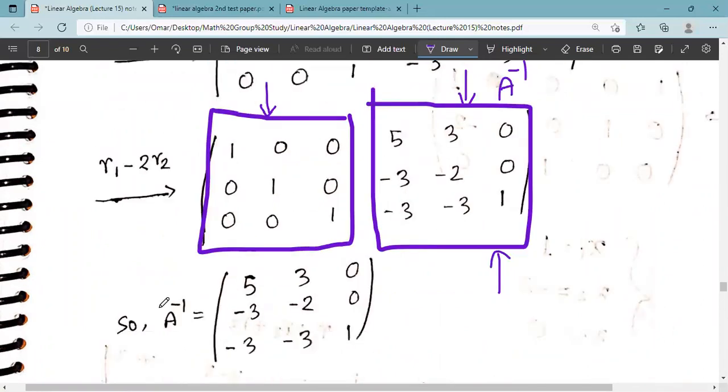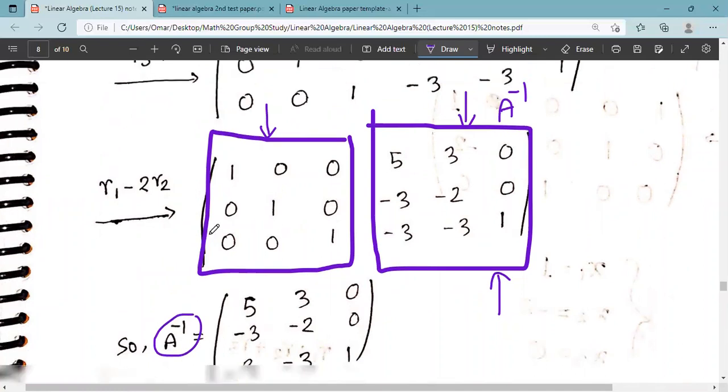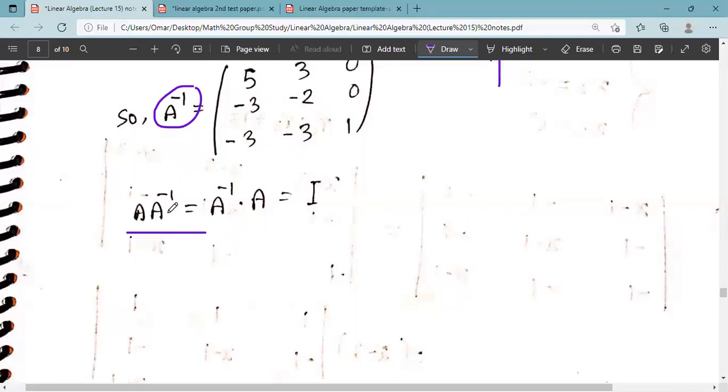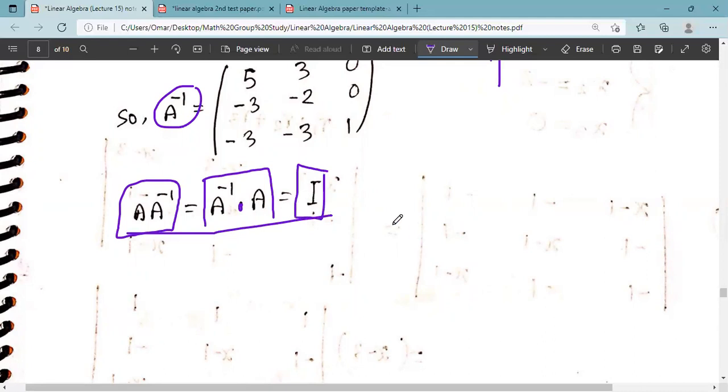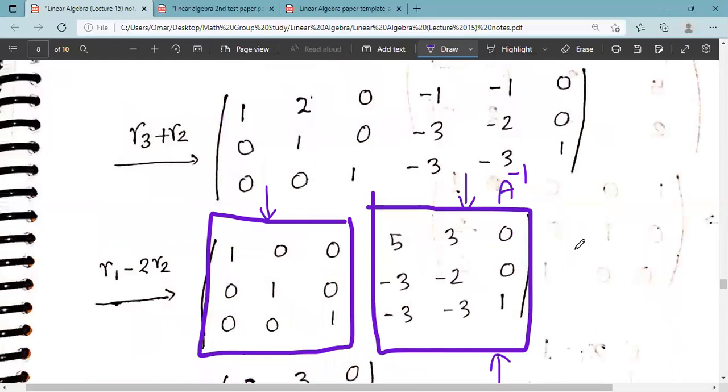So you can write A inverse is equal to 5, 3, 0, minus 3, minus 2, 0, and minus 3, minus 3, 1. This is the formula: a matrix A multiplied with the inverse matrix is equal to the inverse matrix multiplied by A. I mean here it is the dot product, right? So it will be an identity matrix. If we multiply a matrix with the inverse of that same matrix, we will get an identity matrix. So this was the formula, and that's why we get our inverse matrix here. I think you can understand this part.